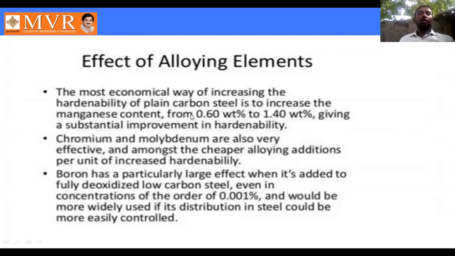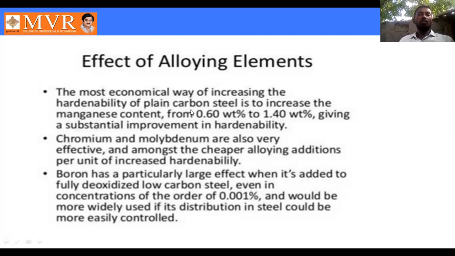Increasing the manganese content from 0.60 weight percent to 1.40 weight percent gives a sustained improvement in hardenability. So in plain carbon steel, if we use this content of manganese, we can see improvement in the hardenability. Next, chromium and molybdenum are also very effective and among the cheaper alloying additions per unit of increasing hardenability. So in plain carbon steel, we can increase the hardness automatically by using this type of alloying elements.